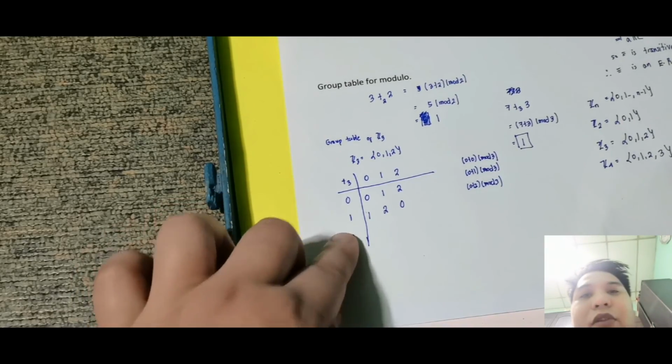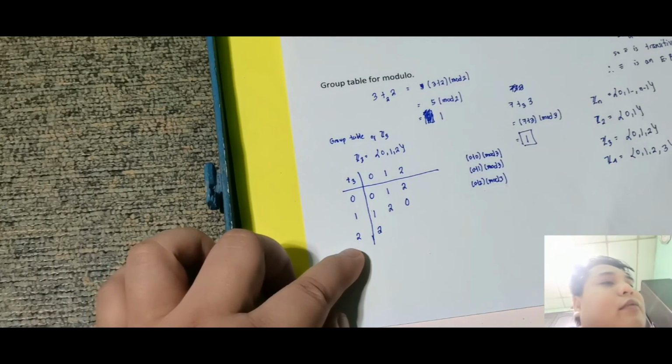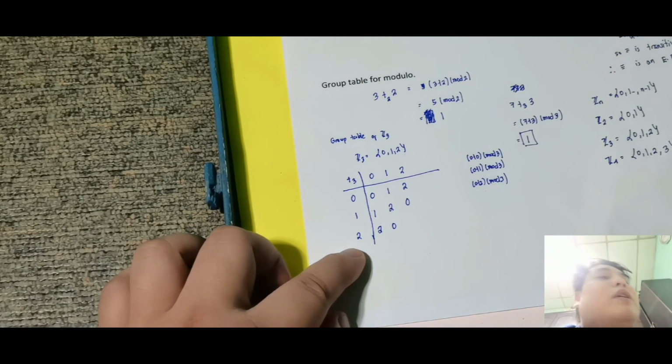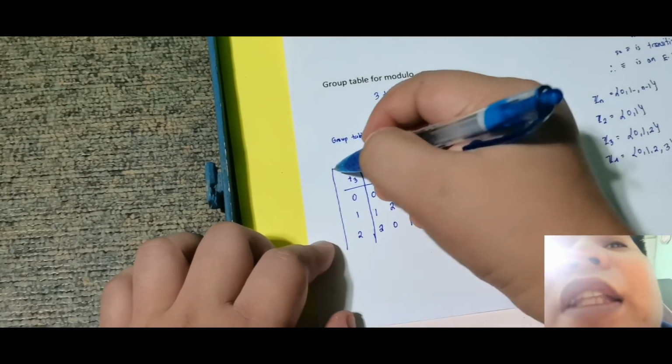Next, 2 plus 0. This is still 2. Tama. 2 plus 1 modulo 3, that is 0, kasi 3 na yun eh. Next, 2 plus 2, that is 4 modulo 3, 1, kasi may matitirang remainder 1. So therefore, ito yung kanyang group table.